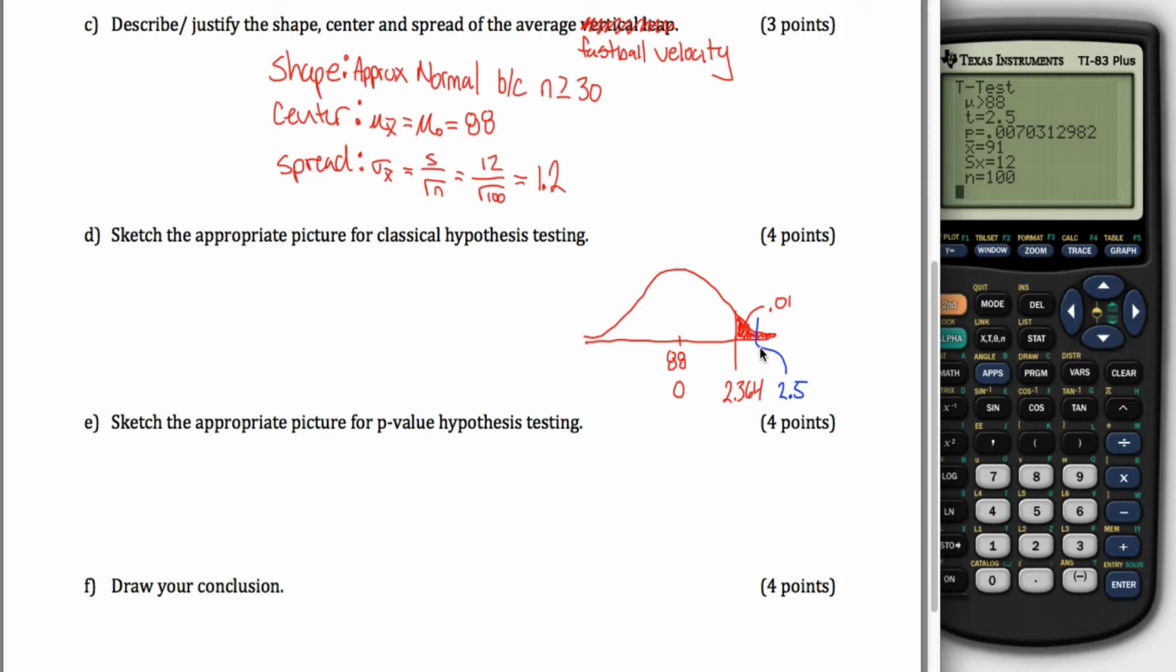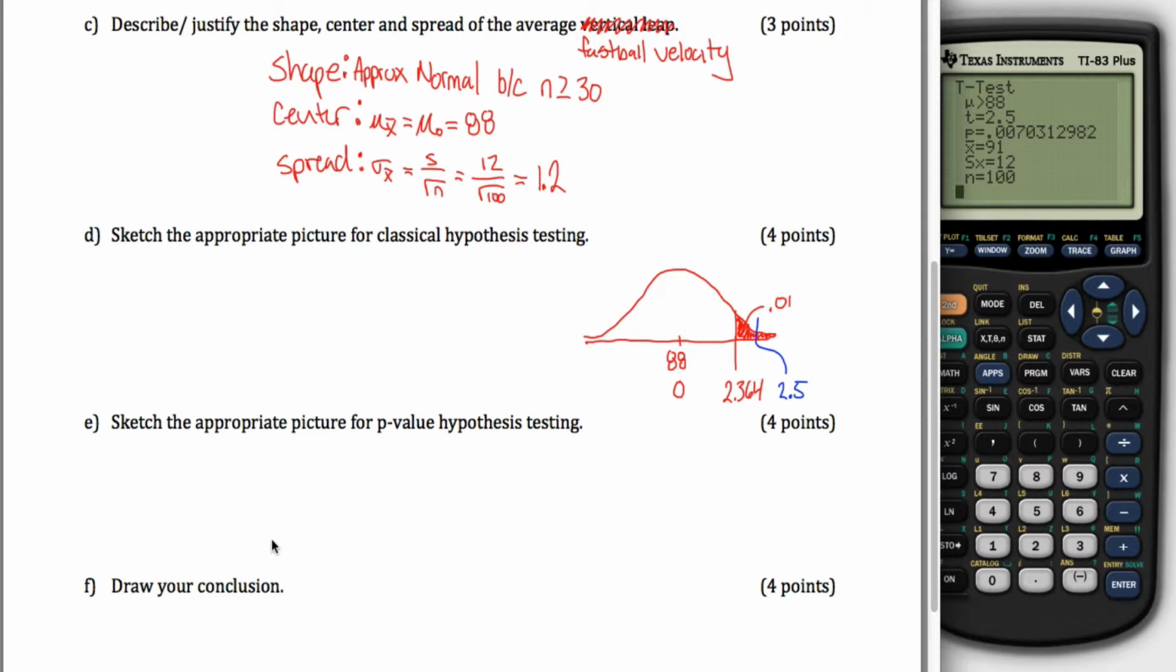What's so important about that? Just that it's in the rejection region, that this critical value signifies the endpoint for the rejection region. So since 2.5 is greater than 2.364, and 2.364 is the boundary for the rejection region, 2.5 is in the rejection region. That's the important part. That's all. That's your picture.